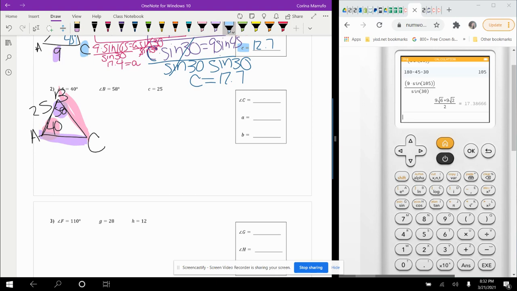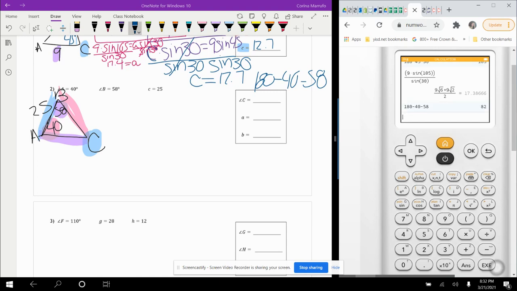They didn't give us big C, but that one's easy to find because remember, if we know what the two other angles are, then we can find the third angle by subtracting from 180. And they do give us a little c. So I'm going to go ahead and do that real quick just because that's super simple. It's just adding and subtracting. So 180 minus the 40 minus the 58 gives me 82.